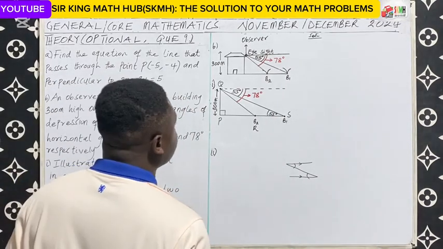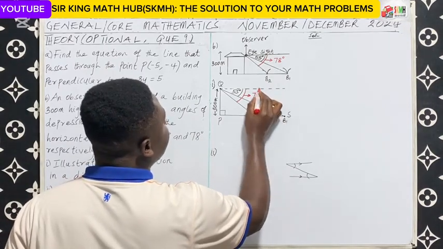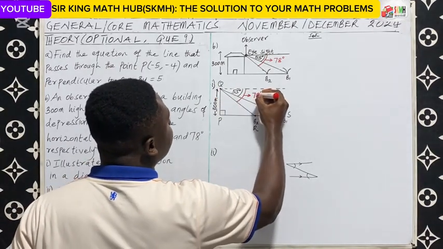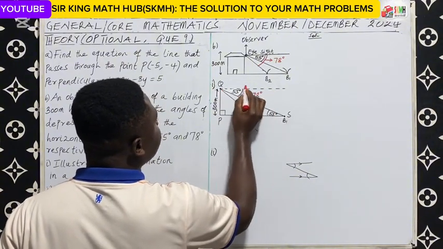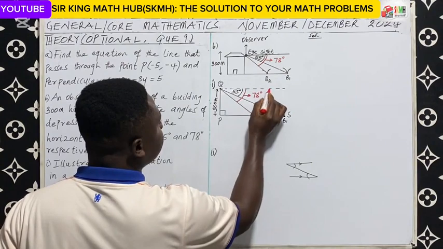Again, we also have another Z, where we have 78. So 78, we are looking at the bigger one.